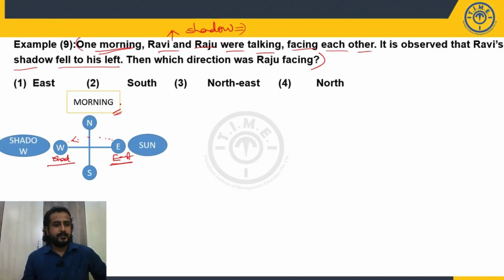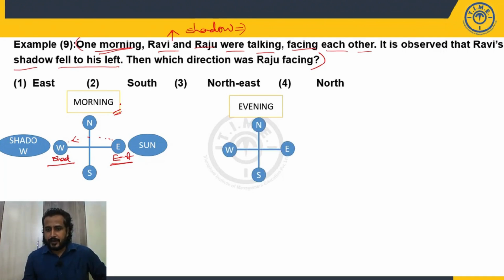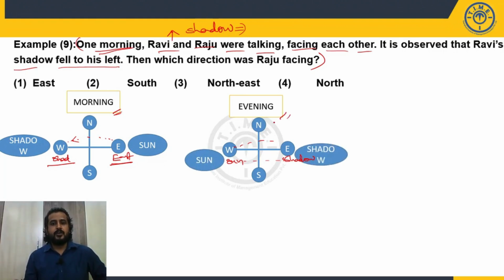So sun and shadow. Now what is the one more situation? Evening. If it is evening, the sun will be in the west and the shadow will be in the east. Opposite directions. Sun and shadow will always be in opposite directions. By knowing this concept, you can answer this kind of questions. If it is morning, sun will be in the east, shadow will be in the west. If it is evening, sun will be in the west, shadow will be in the east. Now let us come to this question.